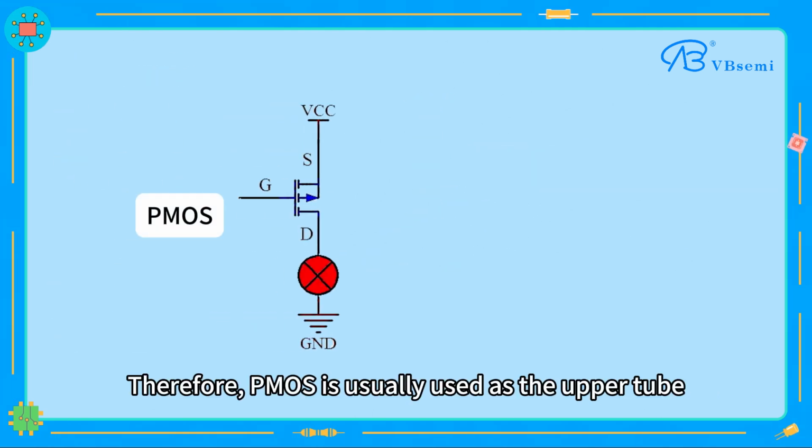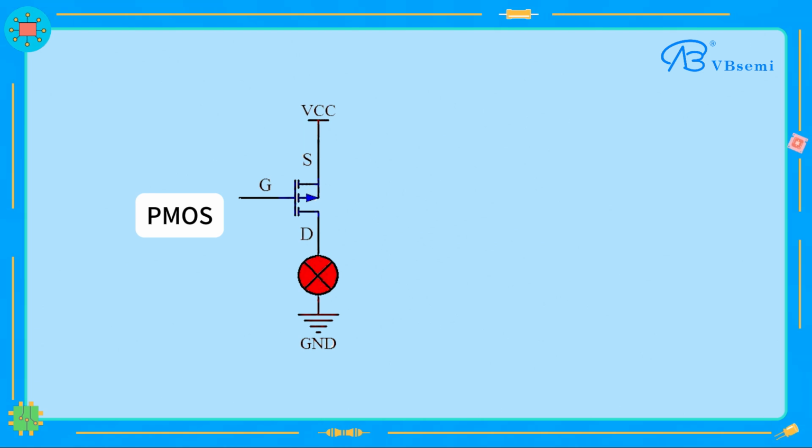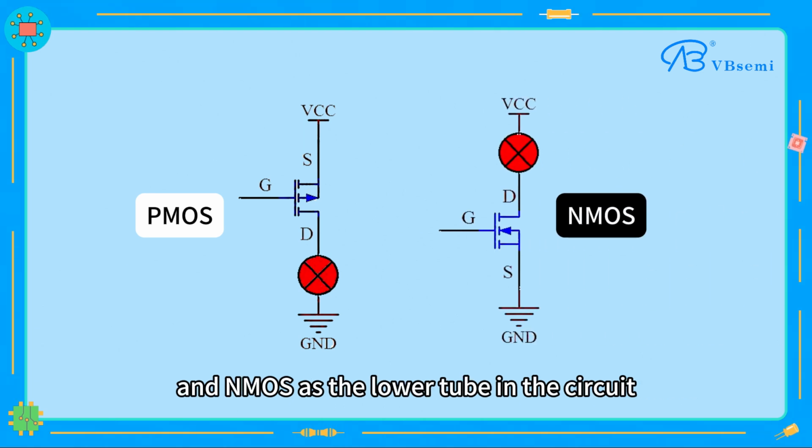Therefore, PMOS is usually used as the upper tube and NMOS as the lower tube in the circuit.